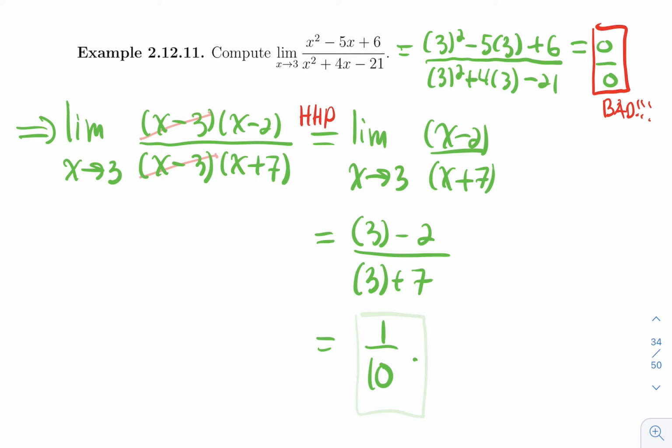So if you get a 0 over 0 after you do your direct evaluation and your function is rational, you have to do factorization, cancel the common factors, which comes kind of for free here, and then reevaluate, and then you get the value of your limit.